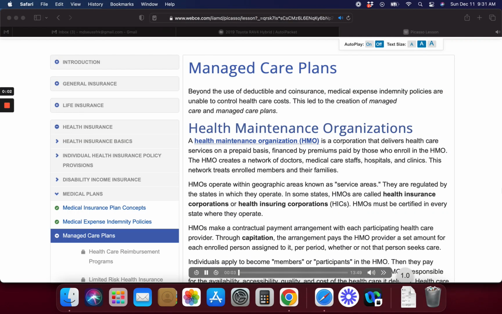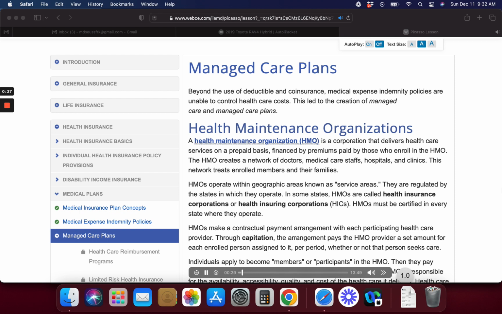Beyond the use of deductible and coinsurance, medical expense indemnity policies are unable to control healthcare costs. This led to the creation of managed care and managed care plans. Health maintenance organizations. A health maintenance organization, HMO, is a corporation that delivers healthcare services on a prepaid basis, financed by premiums paid by those who enroll in the HMO.